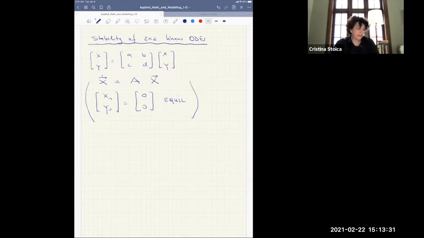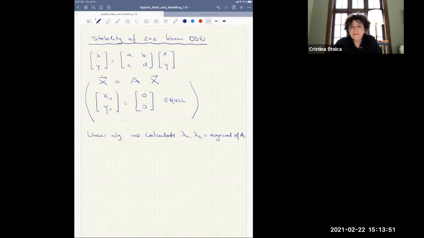All right. So now from linear algebra, we can calculate the eigenvalues of A.